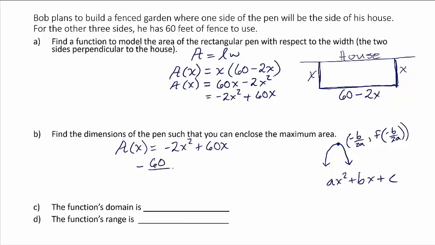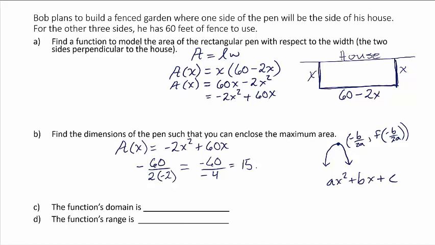60, right? Negative 60 over... So it's negative b over 2a, right? And our a value is negative 2. Okay, so that would give us negative 60 over negative 4, which is 15.